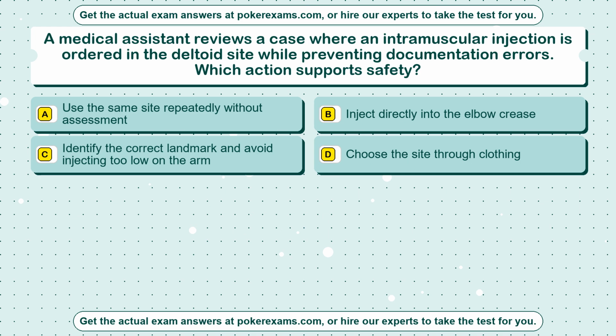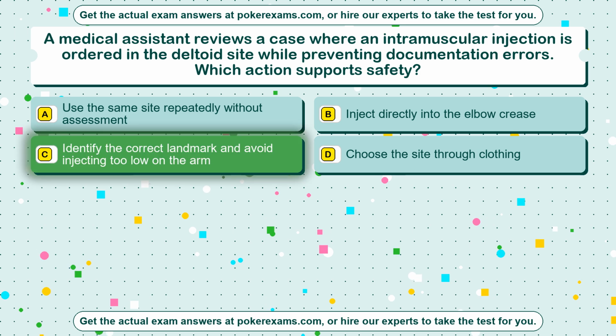Question 41. A medical assistant reviews a case where an intramuscular injection is ordered in the deltoid site while preventing documentation errors. Which action supports safety? Option A. Use the same site repeatedly without assessment. Option B. Inject directly into the elbow crease. Option C, identify the correct landmark and avoid injecting too low on the arm. Option D, choose the site through clothing.